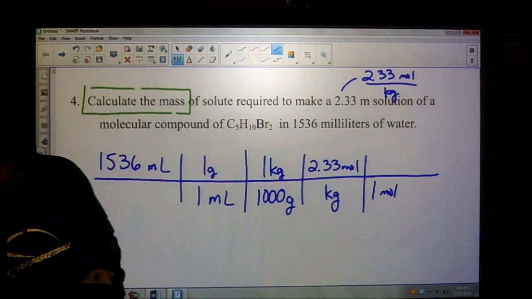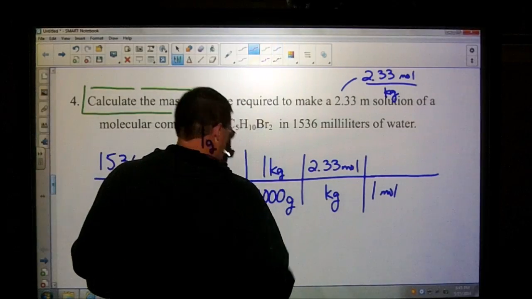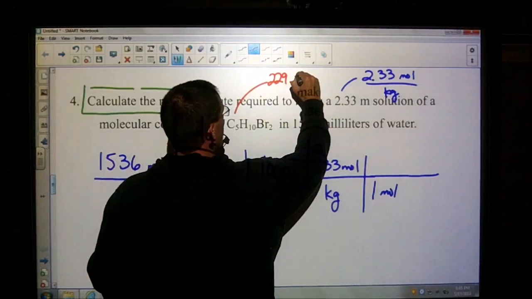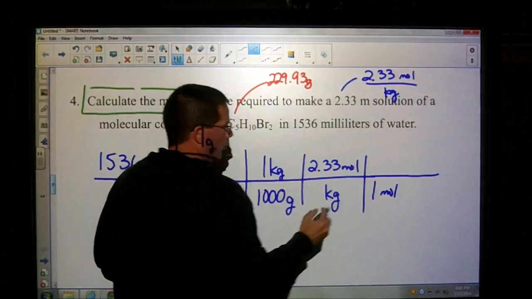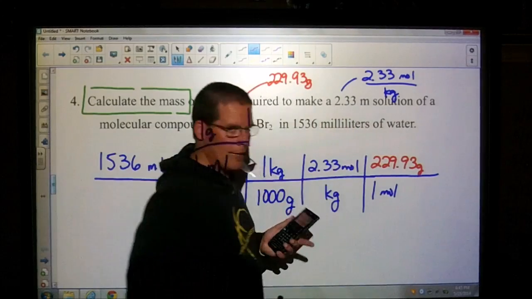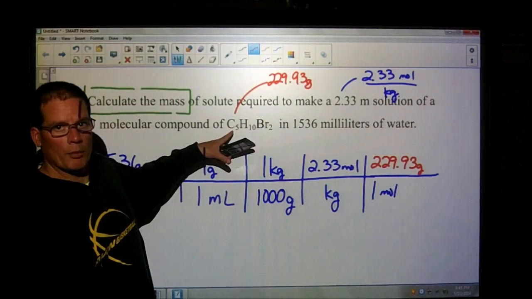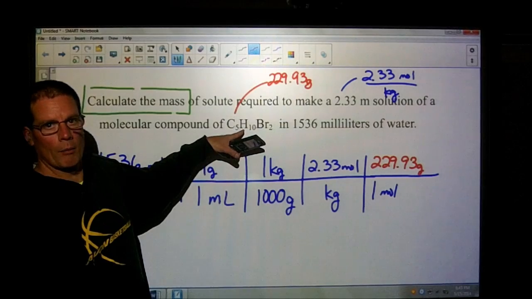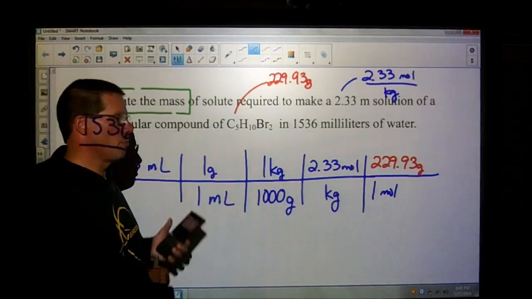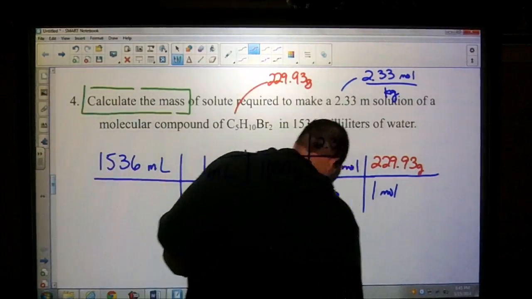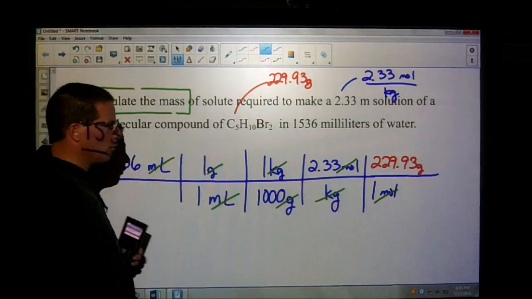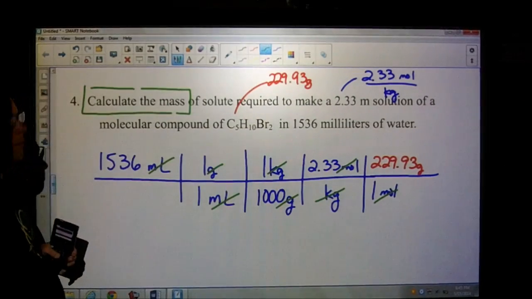So I'm actually just going to type that in right now. This molar mass is 229.93 grams for every mole. So I'm going to put 229.93 grams. How did I get that? 5 carbons times 12.01, 10 hydrogens, 10 times 1.008, 2 bromines, 2 times 79.9. Where did I get those numbers? The periodic table. So if I were to stop here, my moles would cancel, my kilograms would cancel, my grams would cancel, my milliliters would cancel. I have grams of my solute.